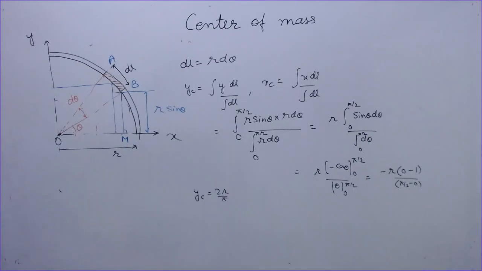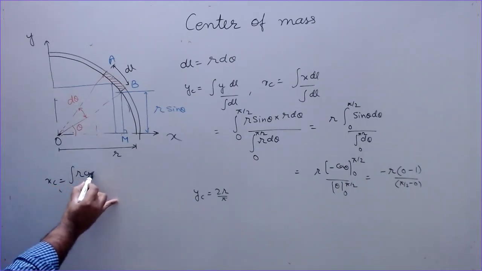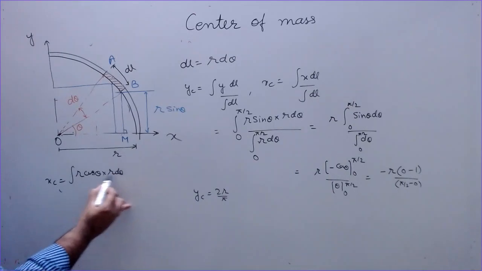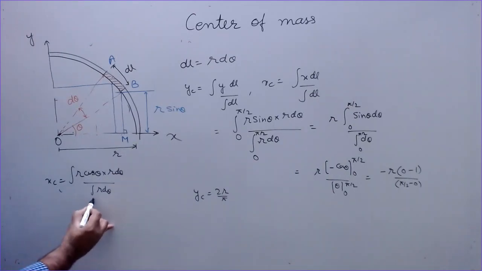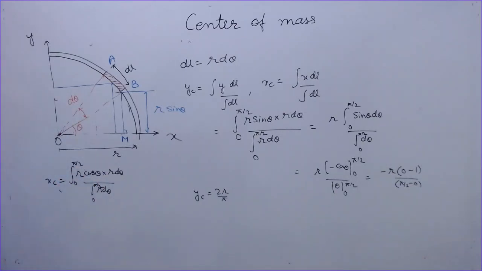Similarly, you can find the x coordinate: in place of r sin theta, you will be using r cos theta, with theta from 0 to pi by 2. So you will find that this is also equal to 2r by pi. So this is how you can find the position of center of mass of a wire which has been bent in the form of one quadrant of a circle.